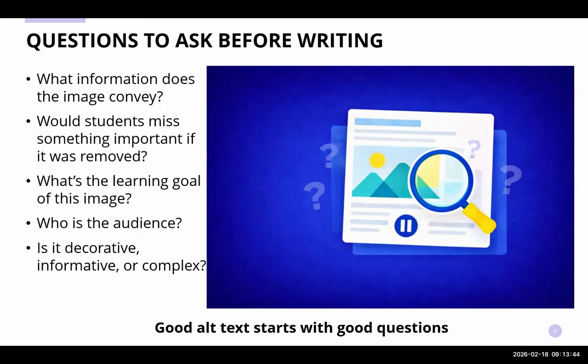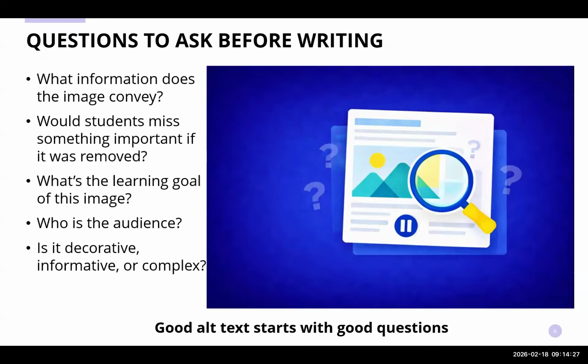If the answer is yes, then you know this image needs a thoughtful description. Next, think about the learning goal of the image. For example, if you're showing a photo of a Gothic cathedral to a class of first year students, you might just want to notice the overall scale and the point of arches. But if you are teaching an advanced architecture seminar, the goal might be to focus on the specific engineering of the flying buttresses. So your description should always match the goal and who your students are and what you want them to learn from that image.